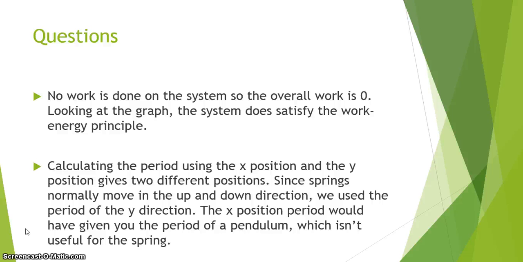Now, if you remember, I said we use the y position in order to calculate the period. Well, that's because when you use the x and the y data, it gives you two different periods. When I used x, I got about 1.61 seconds, which is actually the period for a pendulum, not for the spring. Since we wanted to calculate the spring constant, we wanted to use the y because the spring normally goes in the up and down direction, which is why you want to use the y data in this situation.